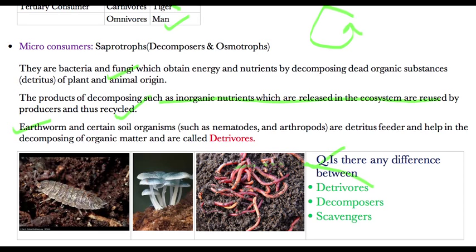Then decomposers, basically they are bacteria and fungus, so read about them, what is the basic difference. And then scavengers, for example crow or eagle, they are called scavengers. So what's the difference between these, is there any difference or not? So this is a question for you.